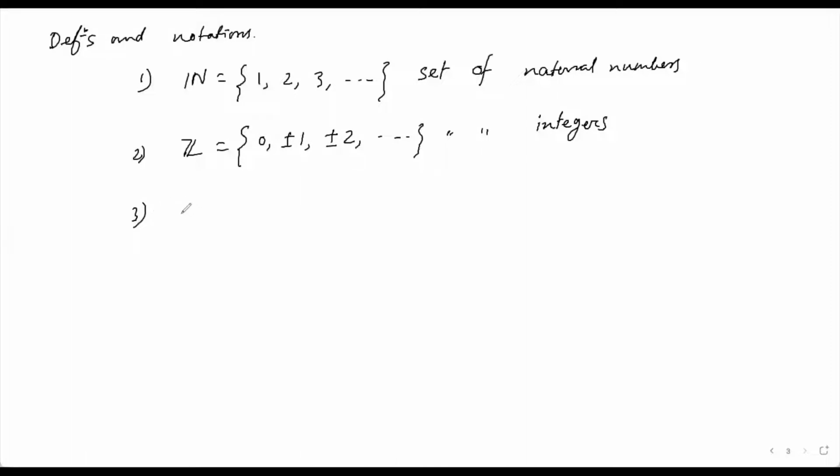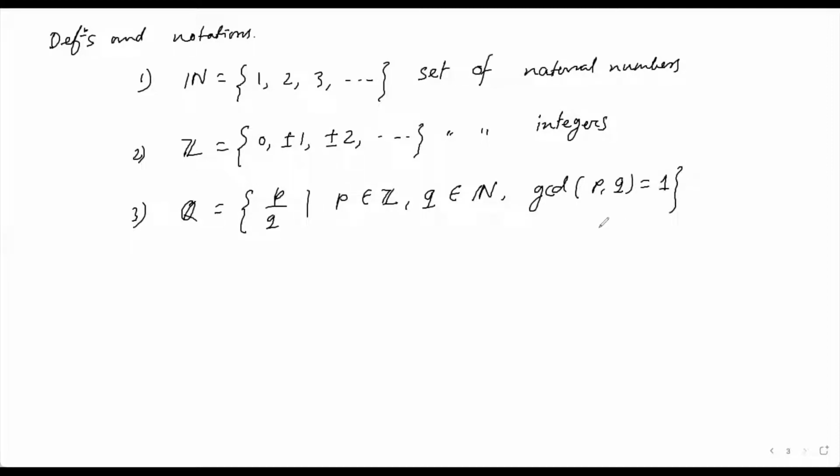Third item is Q, which is equal to p over q, where p belongs to the set of all integers and q belongs to the set of all naturals, with one more condition: the greatest common divisor of p and q is equal to 1. That is, p and q are relatively prime or coprime. This is called the set of rationals.